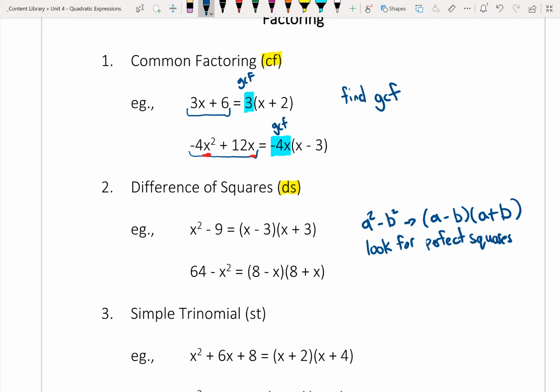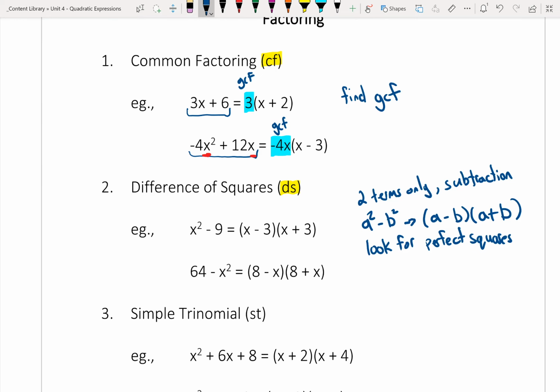Oh, another thing: only 2 terms. 2 terms only, and it's subtraction. That's another key thing. So 2 terms only, subtraction. Basically, it's the pattern a squared minus b squared becomes a minus b times a plus b, and we're looking for perfect squares. So we have 2 terms, x squared and minus 9, good. There is a subtraction in there, which is good.